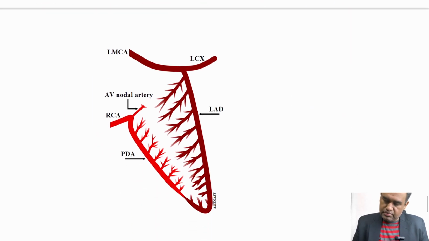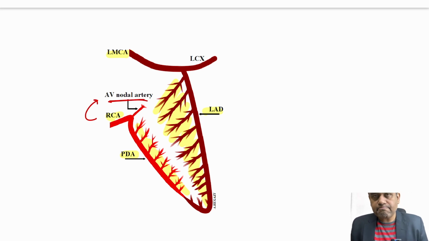Okay, here also you can see the left coronary artery giving off the LAD, that is supplying the majority of the septum over here, and the RCA giving off the posterior descending artery, that is supplying some part of the interventricular septum. Also do remember that the RCA will also supply the AV nodal branch.